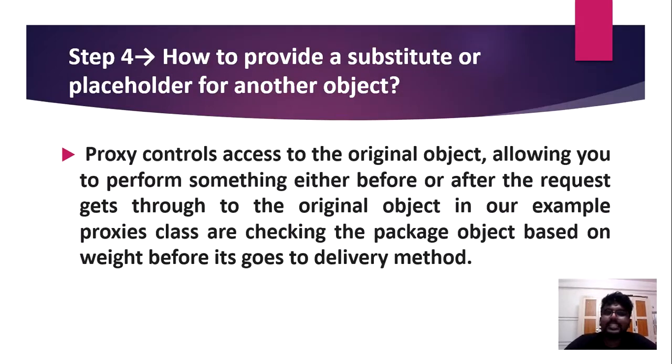Now let's talk about step 4: how to provide a substitute or a placeholder for another object. Basically, how to implement the proxy structure here. A proxy controls access to the original object, allowing you to perform something either before or after the request gets through to the original object. In our example, proxy classes are checking the package object based on the weight before it goes to the delivery method.